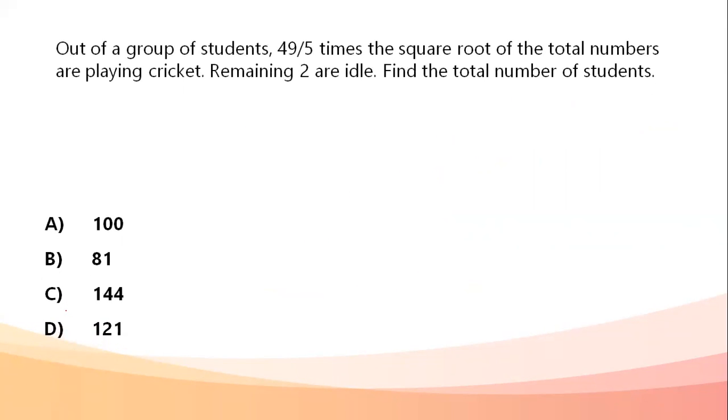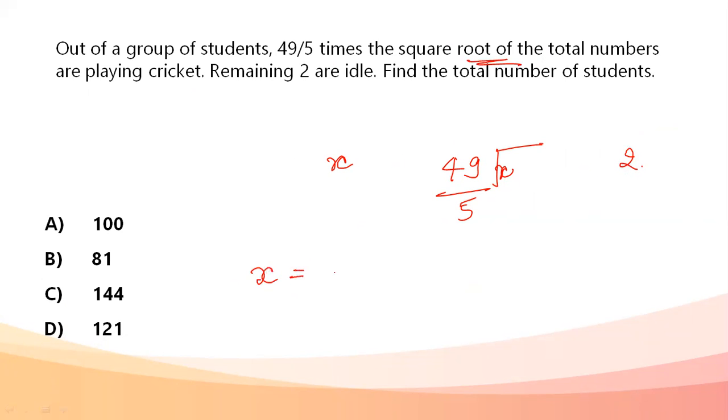Okay, next question. Out of a group of students, 49 by 5 times the square root of the total number are playing cricket. Remaining two are idle. Find the total number of students. Okay. Let the number of students be x. Those who are playing cricket, 49 by 5 times root x, because it is mentioned square root of the total number. Okay. Remaining students is 2. Now, total number of students in the class, x is equal to 49 by 5 into root x plus 2.